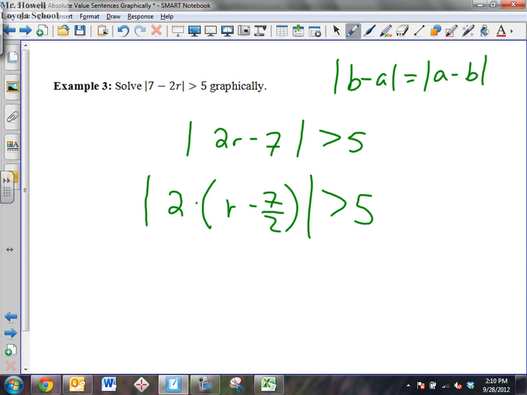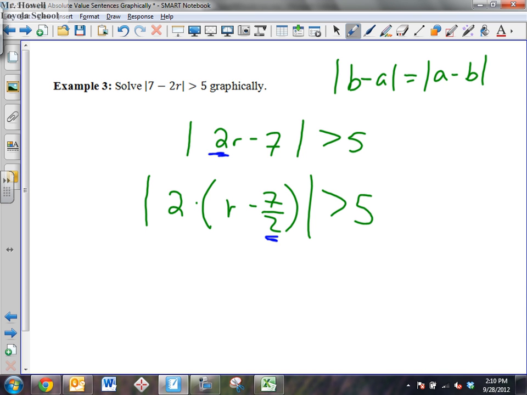If you were to distribute this back out, try it yourself. 2 times r is 2r. 2 times 7 over 2 is just back to 7. Everybody see that? Whenever you factor out a number that's in front of the coefficient, just make that the denominator in the other part. So if this had been a 3 right here, this would have been a 3 right there. It's a little quick trick to know, but it does really help a lot.